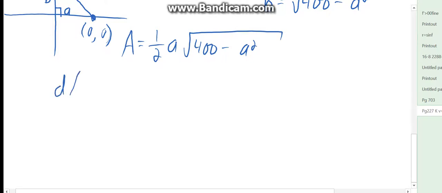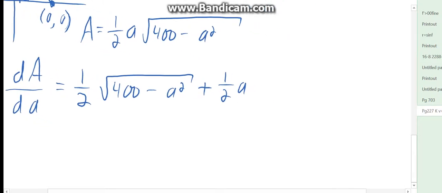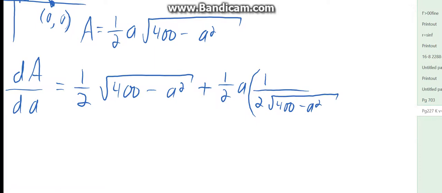So we get the derivative of area with respect to little a is equal to, by the product rule, 1/2 times that square root, minus A squared, plus leave the 1/2 A and derive the square root. Well, that's going to give us 1 over 2 times that same square root. Okay with that? And then by chain rule, we got to derive the inside of that, which is negative 2A. And when you multiply that, it's really just going to go up here into the numerator. So we're going to have negative 2A.